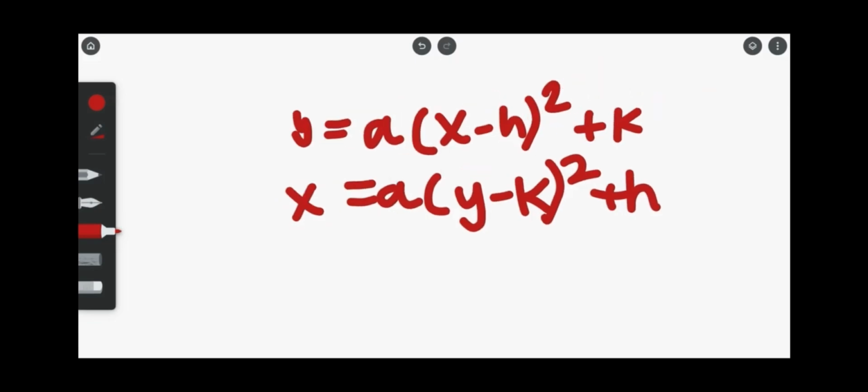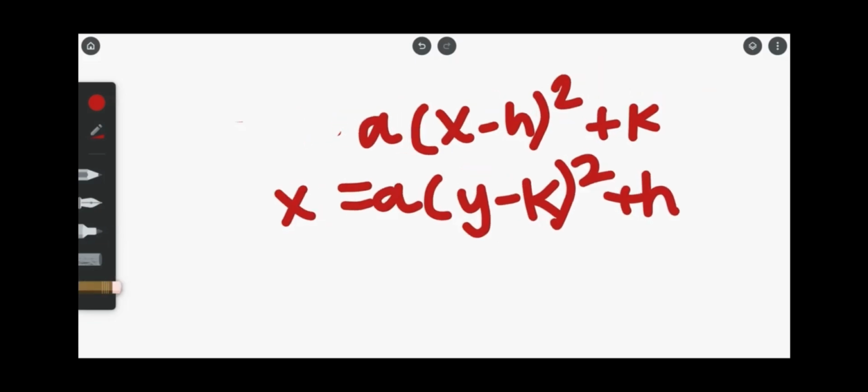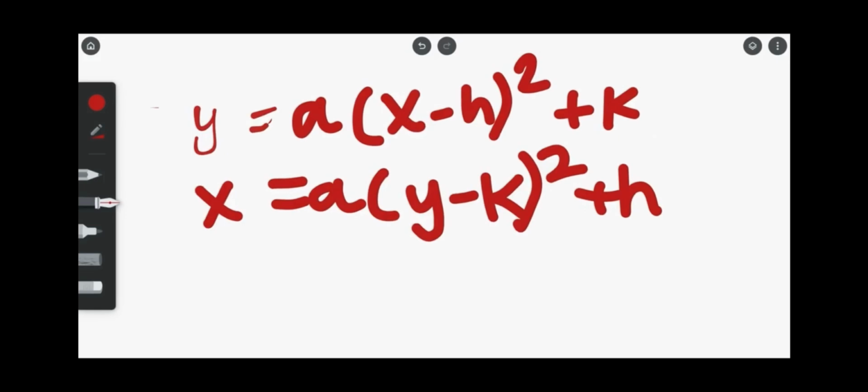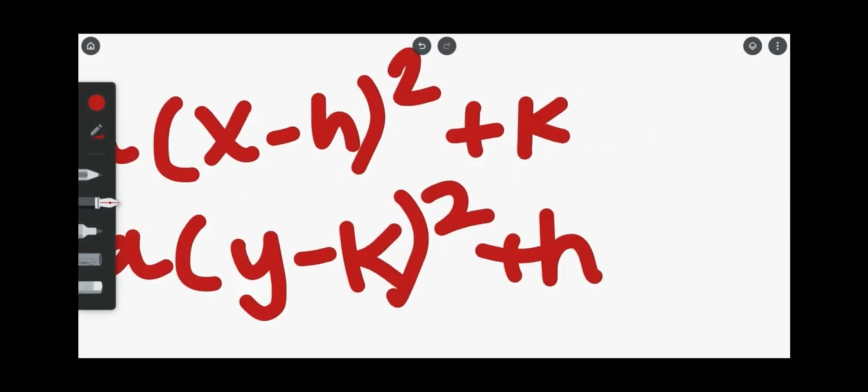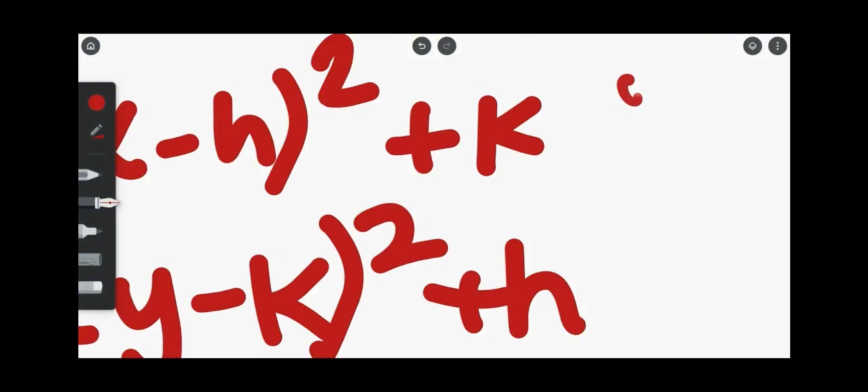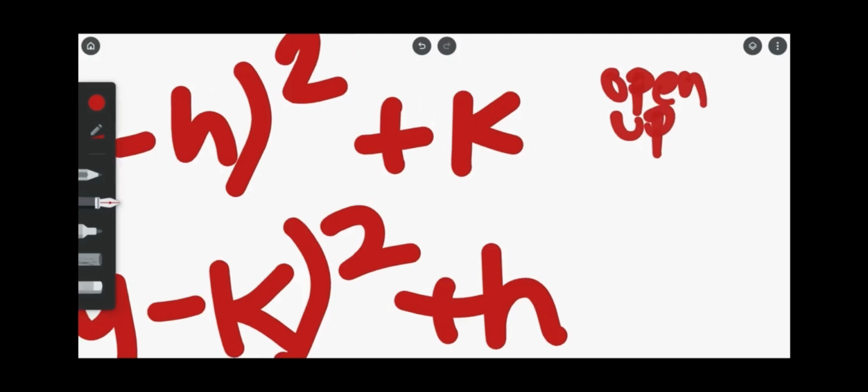You see, we have two different equations. Oh, now I see why it's different. Okay, so this one will open up or down.